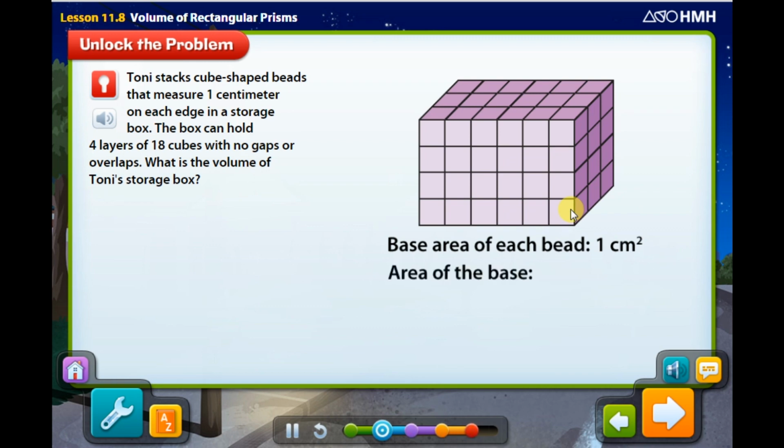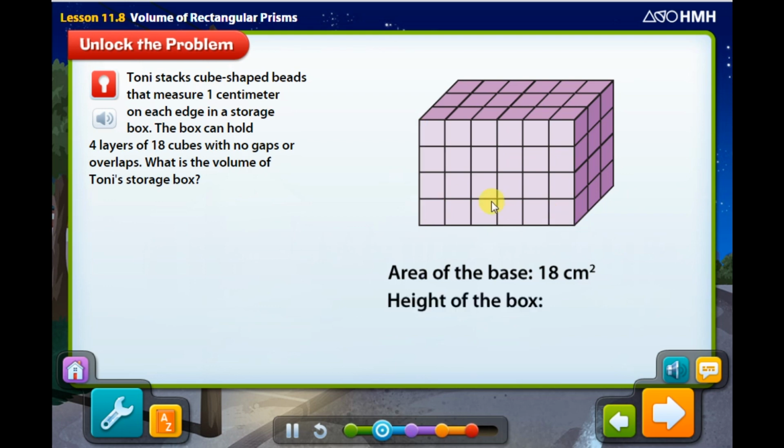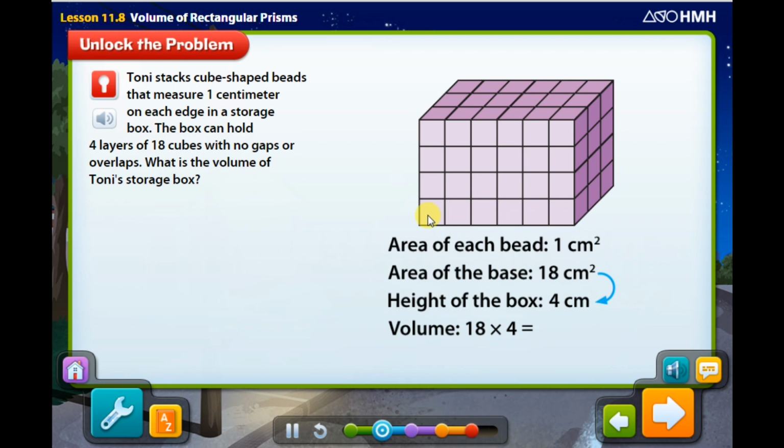Since 18 beads can fit in each layer, what is the area of the base of the box? 18 square centimeters. Each cube is 1 centimeter tall, and the box can fit 4 layers. What is the height of the box? The height is given as 4 layers, meaning 4 centimeters because the unit is in centimeters. You can multiply the area of the base by the height of the box to find the volume.